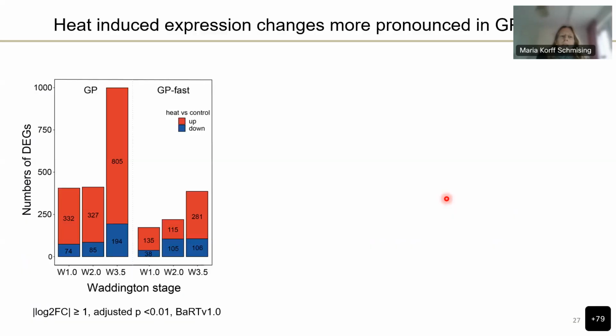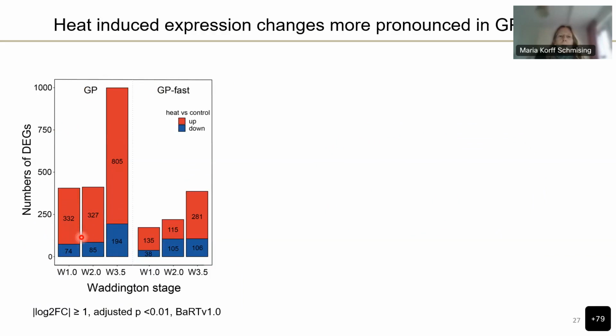When we looked at the overall expression changes, what was striking is that we found many more genes differentially regulated at these 3 first stages in Golden Promise than in Golden Promise Fast. So red here is those that were significantly up, and in blue significantly down regulated. So there were many more in Golden Promise.